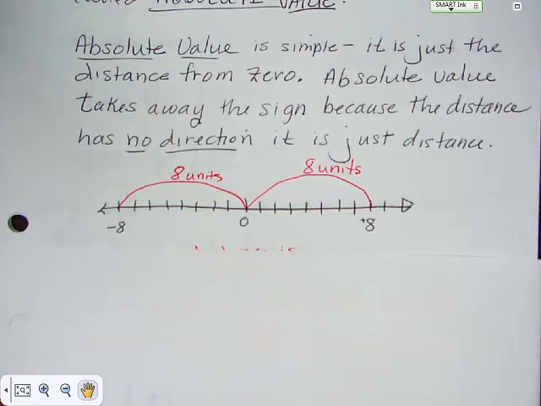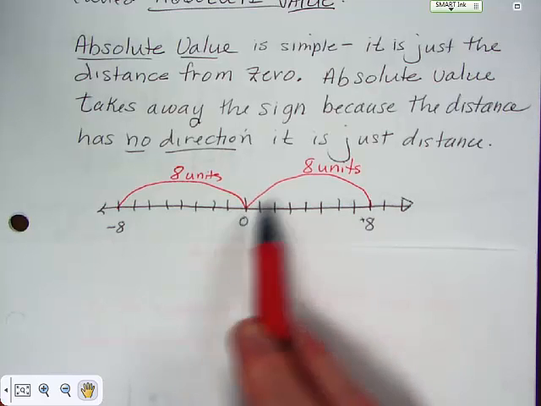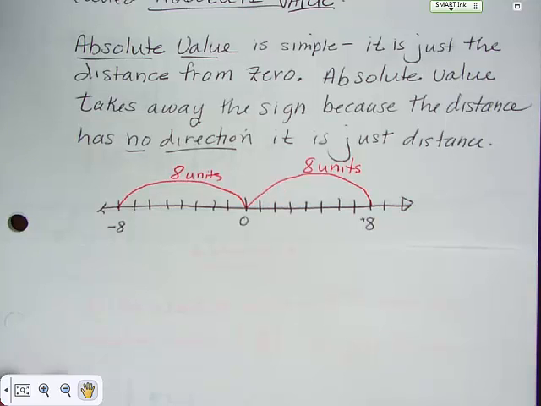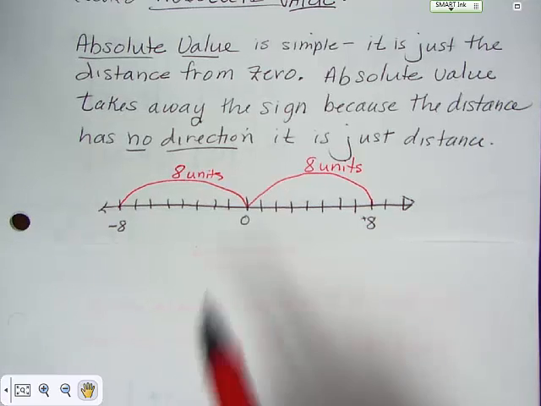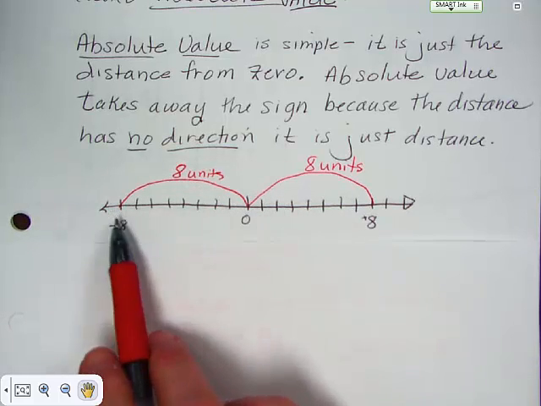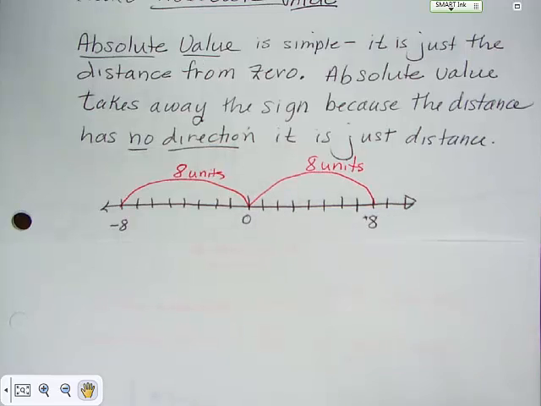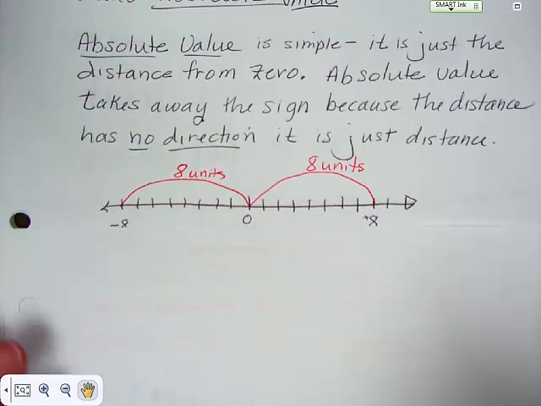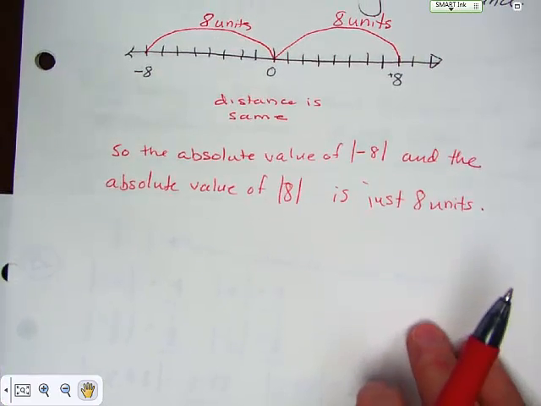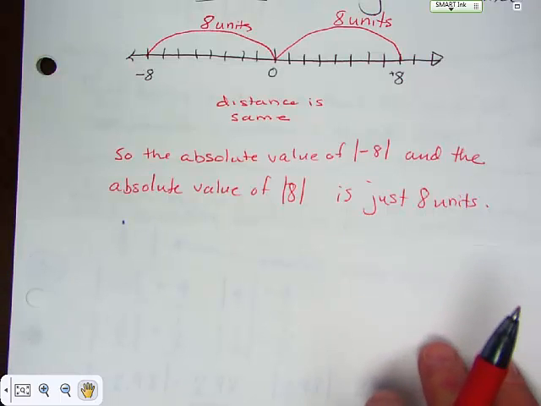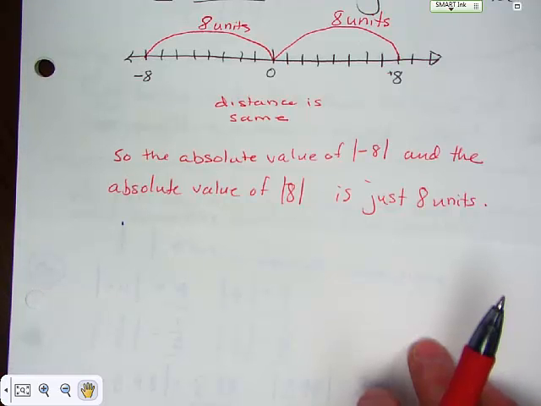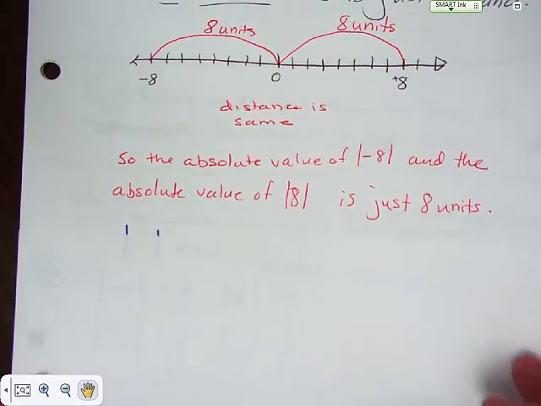So, on this number line, you've got from 0 to 8 and from 0 to -8. No sign involved, and so therefore it's just 8 units. Whether you go from -8 to 0, 0 to -8, 0 to 8, or 8 to 0, you're still only traveling 8 units. And that is the basis for absolute value. The distance is the same. So if we introduce the absolute value of -8 and the absolute value of 8, it is the same. It is 8 units, period.